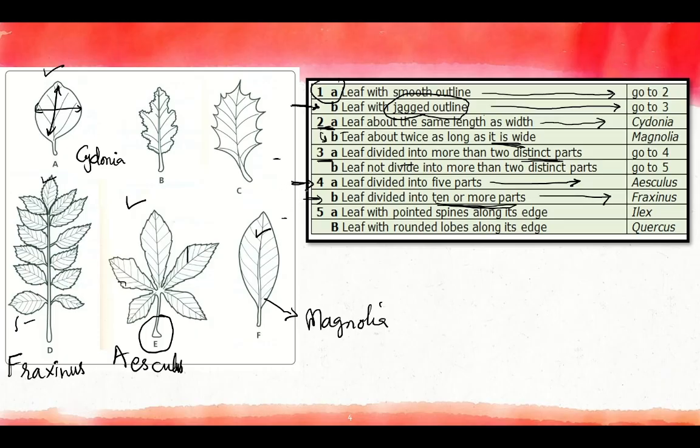So I will return back to point number 3B, which I left before. I will go back to that point 3B and read from here. Leaf not divided into more than 2 distinct parts. So you have to go to point number 5. Okay. Point number 5A says leaf with pointed spines along its edges. So pointy one, you can see that C is very much clear. It has pointy edges. So it means that C is identified as Ilex. And the last one, leaf with rounded lobes along its edges. Its name is Quercus. So it means that B is identified as Quercus.